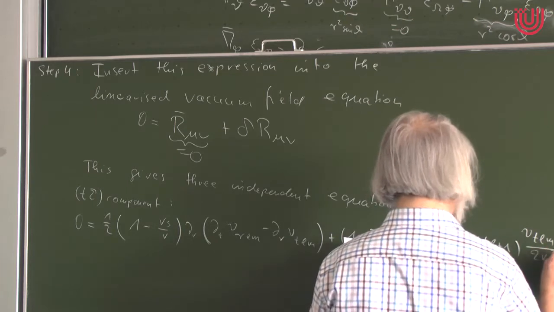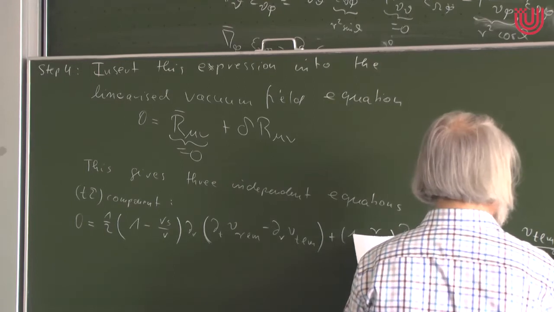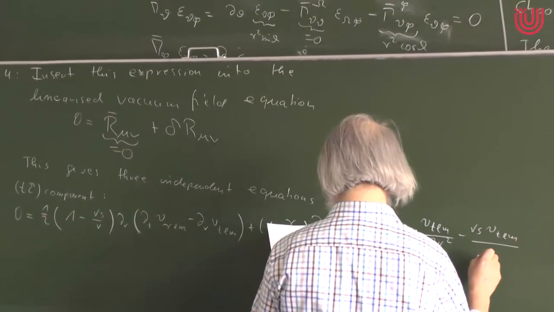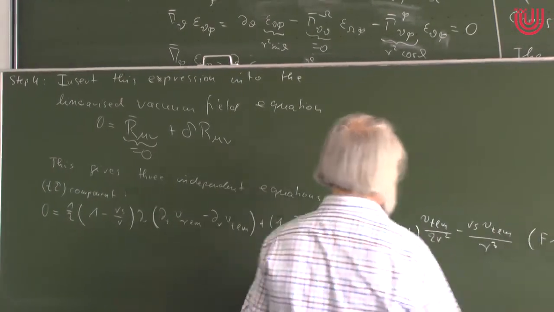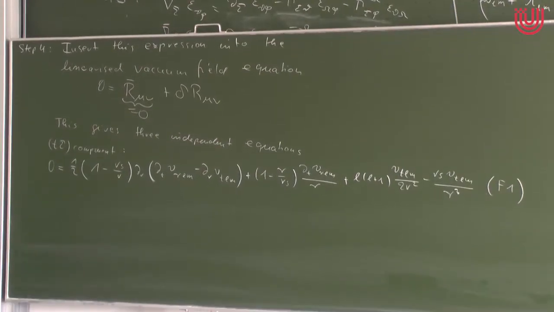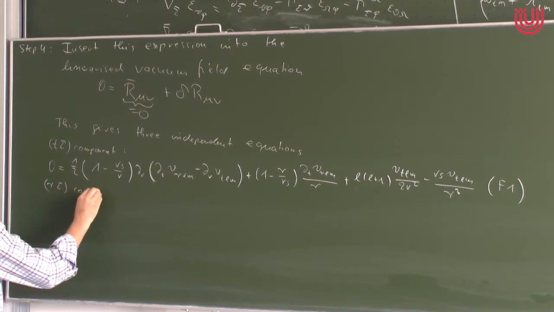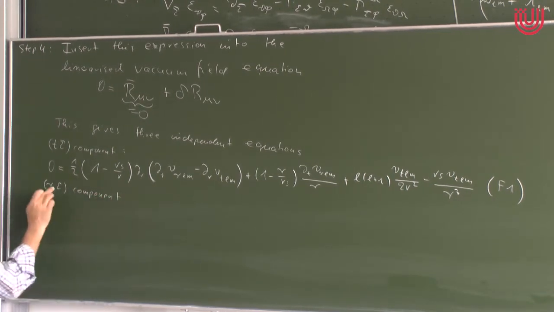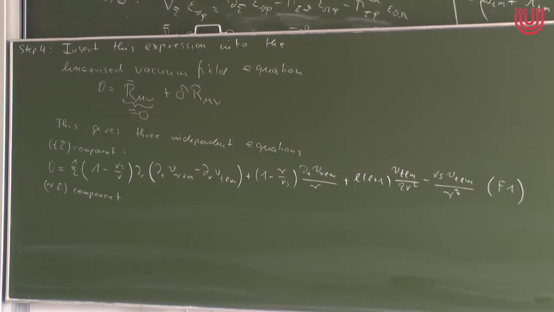VTLM 2R squared minus RS VTLM R cubed. And let me call this F1. F for field equation, that's the first non-trivial component. Then we have the R sigma component. Same thing. If you insert theta and if you insert phi, you get the same equation. Yeah? And it looks like that. It's a bit shorter than the other one, fortunately.